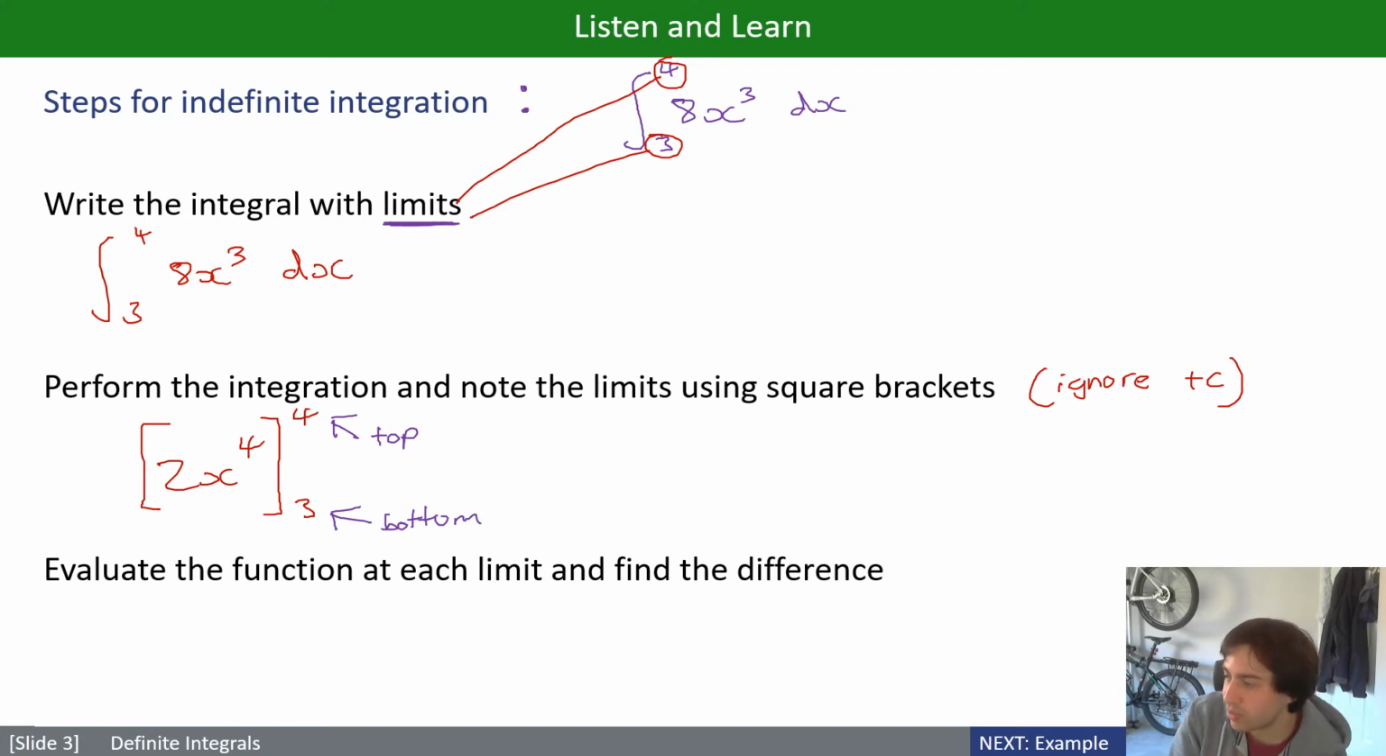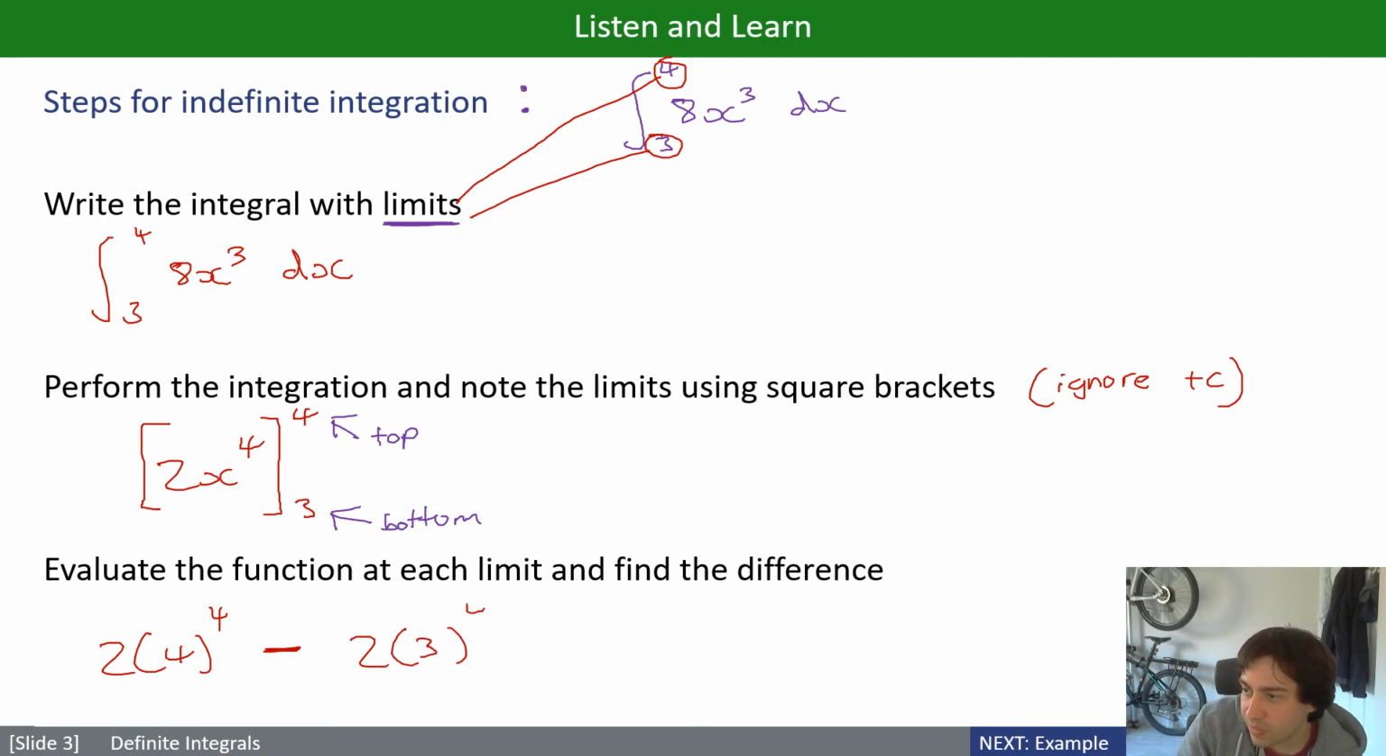Substitute that for a value as the value of x, get a new number, and then do the first minus the second. So what that looks like is as follows. It's 2 times 4 to the 4. That's the 2x to the 4 with x is 4. And then take away, and it's always a minus, the same function with 3 substituted. Okay. And that will give us our final answer, whatever that may be.